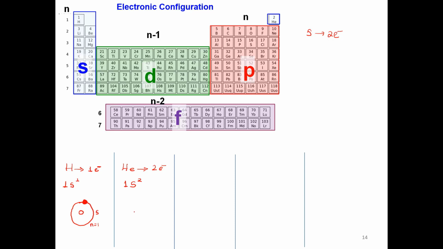Now let's write this in a diagram. This is the nucleus of the helium. N equals 1 is the first orbital, and this is the subshell or suborbital S, and then we have 2 electrons. Remember, S holds up to 2 electrons. This is how we can represent the diagram and how we can write the electronic configuration of helium. Now let's try beryllium.